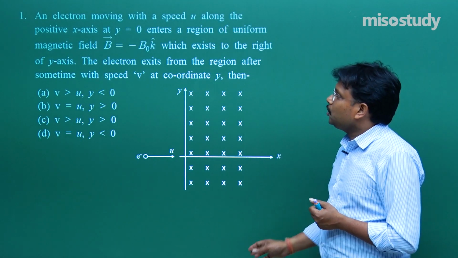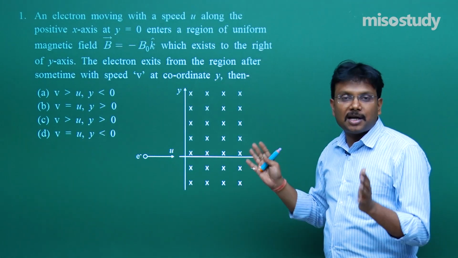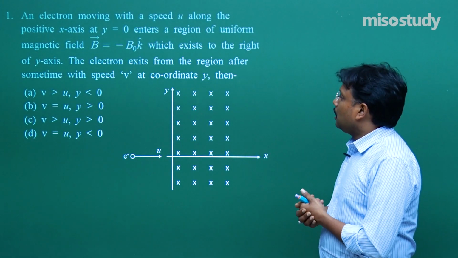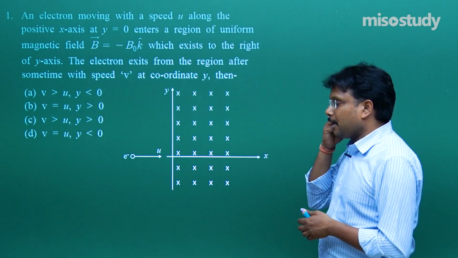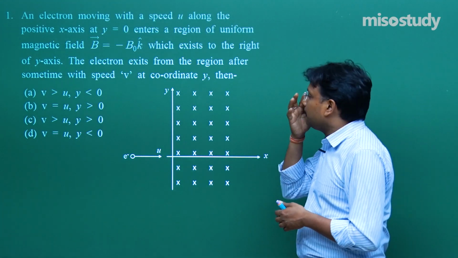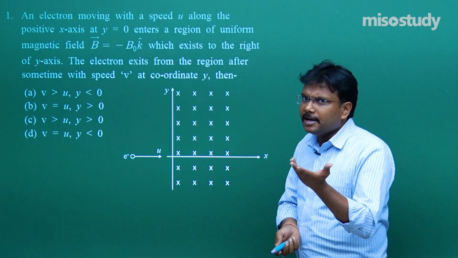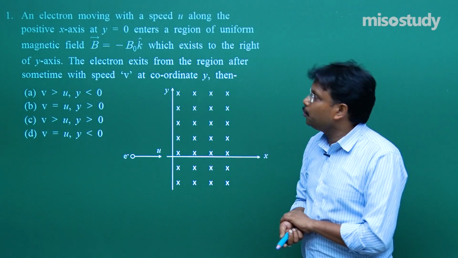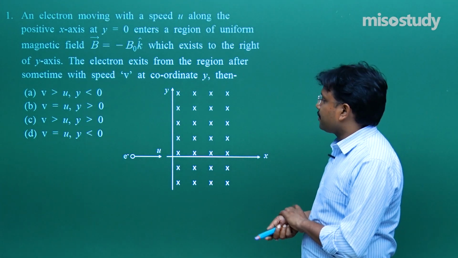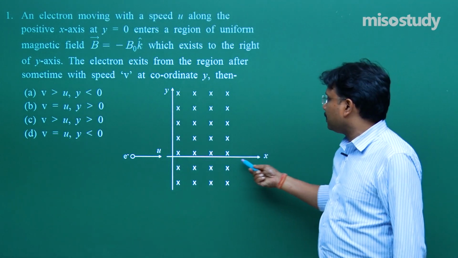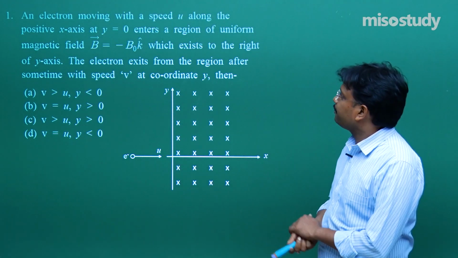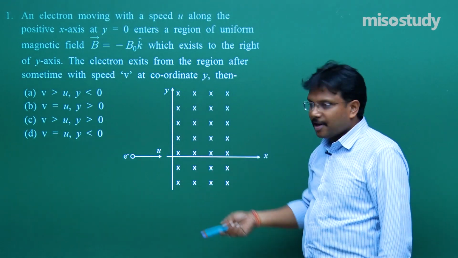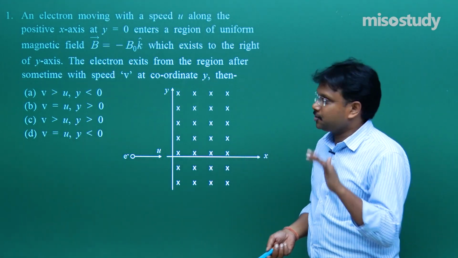Now, here you have one question. I am starting with a very fundamental conceptual question, fine. Gradually I will explain what is happening in this particular problem. An electron, obviously negatively charged, moving with the speed u, initial speed of the electron is u, along the positive x axis. This is given with the help of this diagram. At y is equal to 0, y is equal to 0 means as such no vertical deflection.